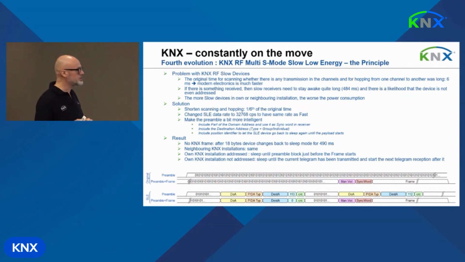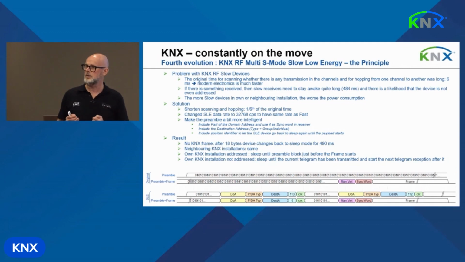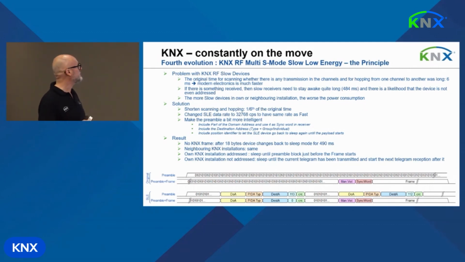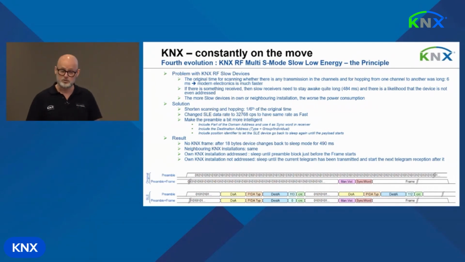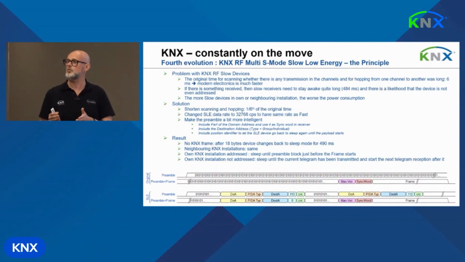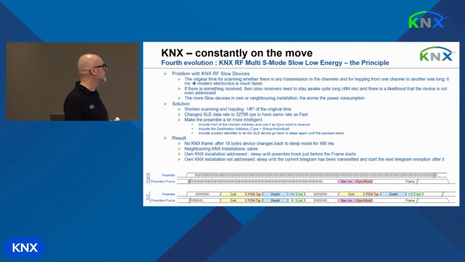So a more intelligent solution had to be found to already in the preamble find out, am I being addressed or am I not being addressed? And the more slow devices were included in the installation, the worse this power consumption was. That was also established by the manufacturers. So what was the solution? The scanning and hopping was shortened by 1/6 of the original value, so from 6 milliseconds to 1 millisecond. The data rate was also increased to the level of fast, and the preamble was made smart.